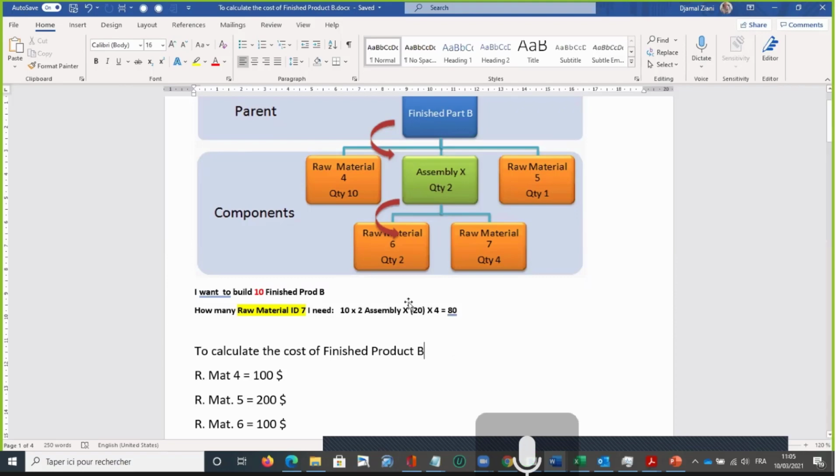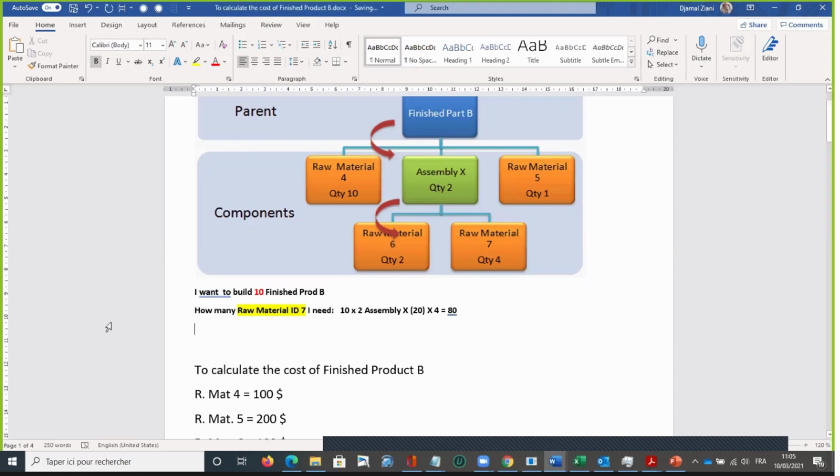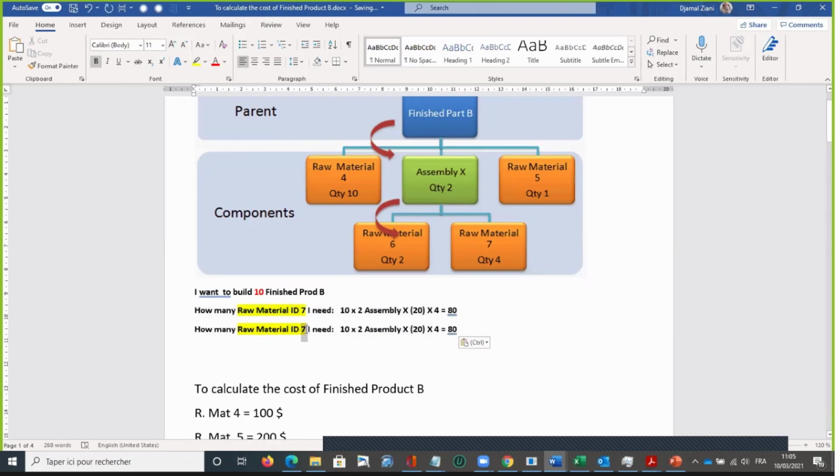No, not 80. Material 6. If I want to find material 6, I will just take this one. For material 6 it is the same logic. However, here the quantity is 2. Here I multiplied by 4 because 1 assembly needs 4, but here 1 assembly needs 2. It's 40. Is it clear?